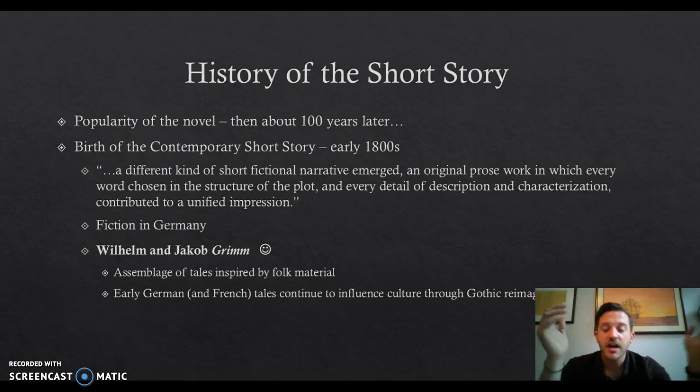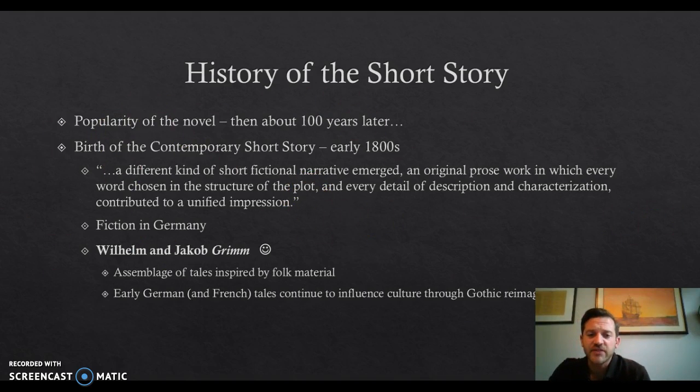it today. About 100 years later, in the early 1800s, we begin to see what will eventually become the modern short story, the contemporary short story that we know of. This is sort of the period of the proto short story, and this quote sums it up nicely.